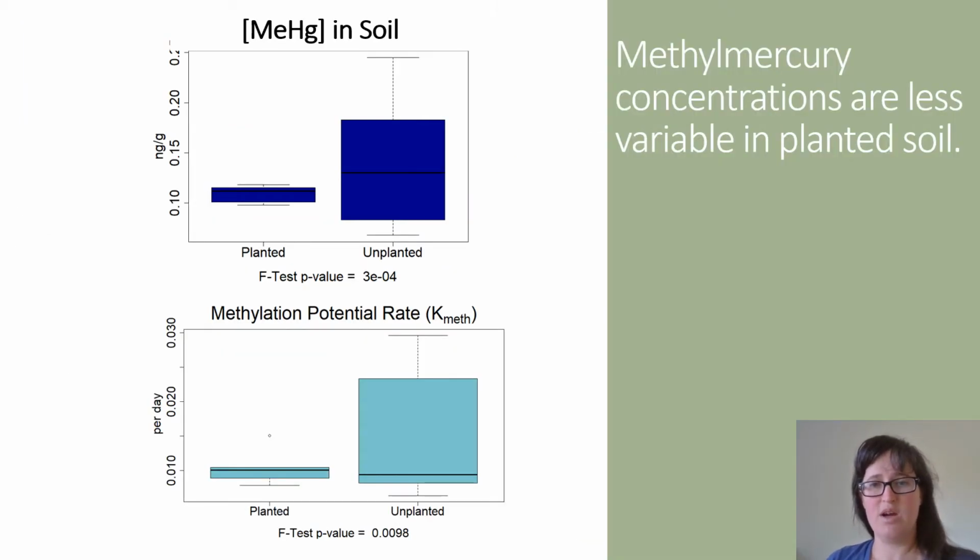So what did we find? Well, looks like the methylmercury concentrations are significantly less variable in the soil with plants. Although there was no treatment level effect, the variability was significantly reduced in the planted sediments, and it's notable that that reduction occurred mostly in the uppermost values. So it's as if the uppermost methylmercury concentration had been sort of chopped off in the planted sediments.